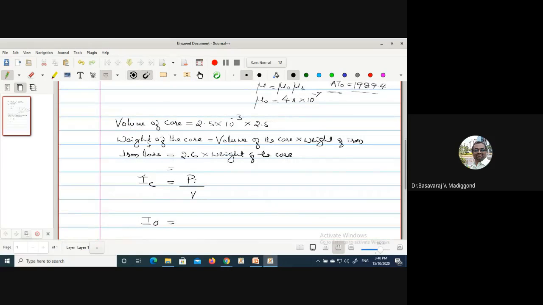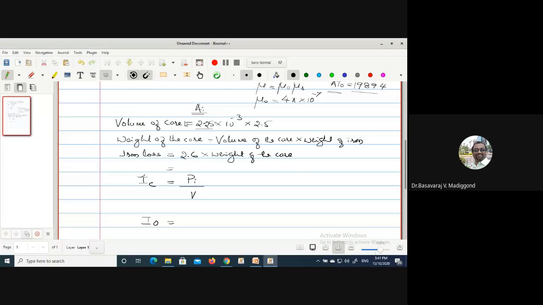Now calculate the volume of the core. I should not take 2.5. Why am I taking 2.25? Because it is the value of AI, the net core area. How much have you got? 2.25 into 10 raised to minus 3, right? Yes, sir, 2.25.